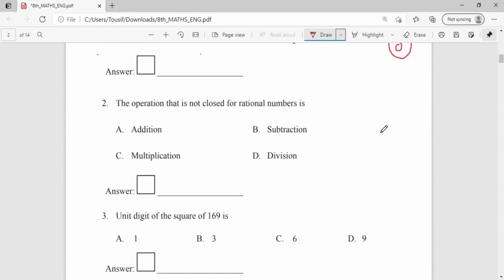Moving to the second one, the operation that is not closed for rational numbers is division. Okay, that was the simplest one.